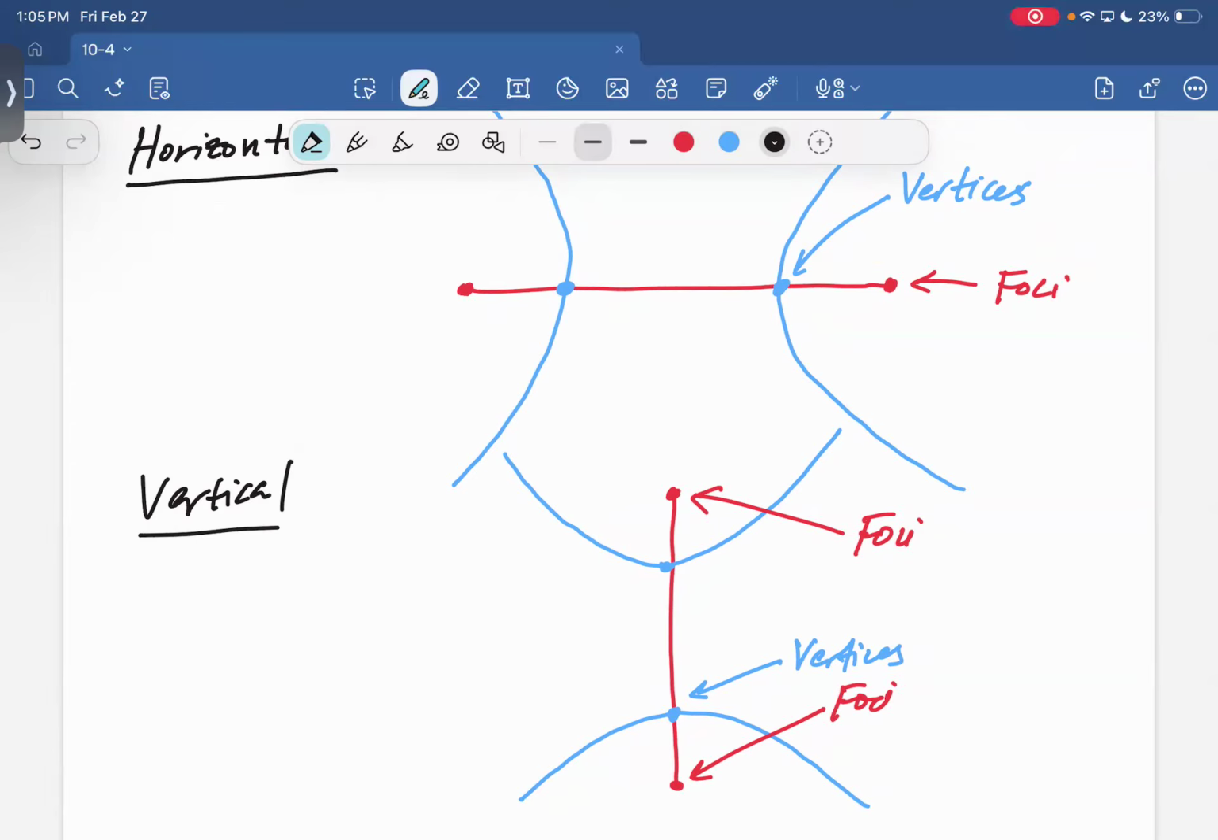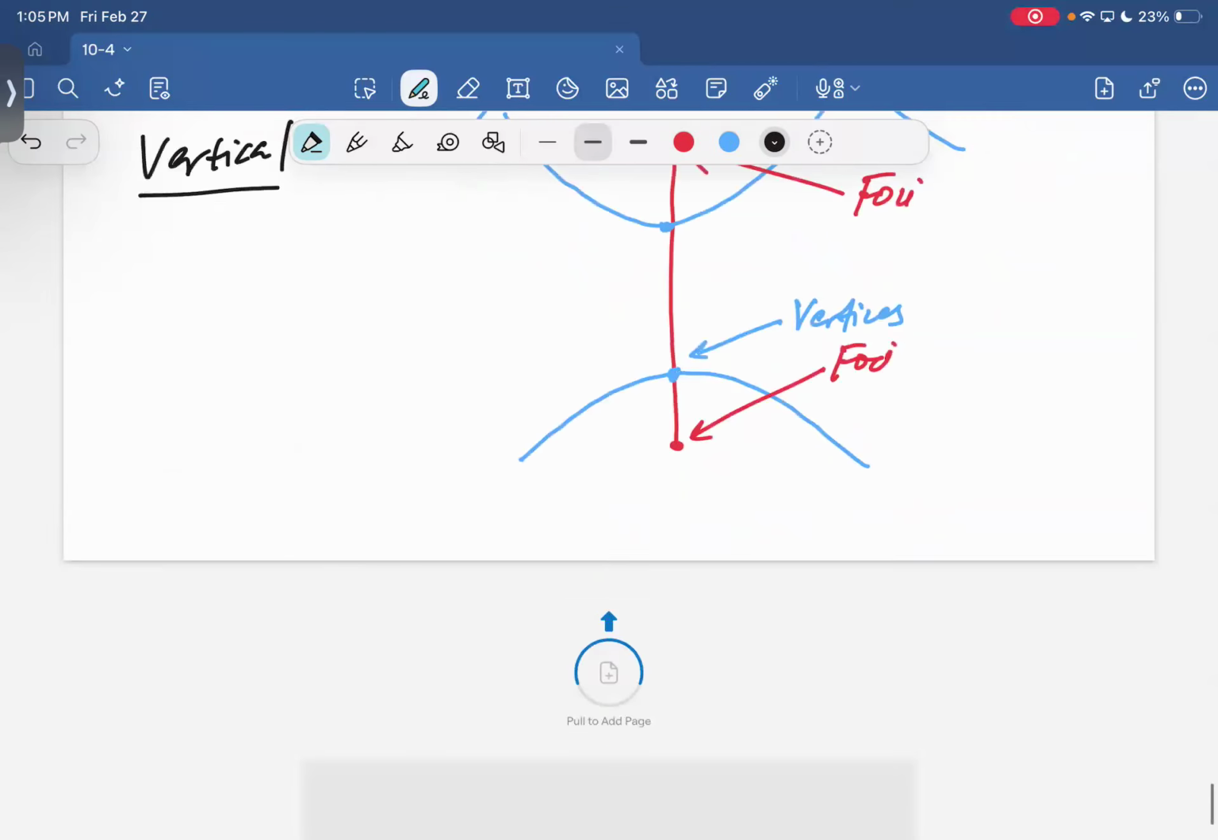Let me continue. So for a hyperbola, we once again have A, B, and C, just like for an ellipse. Except the difference is that now for a hyperbola, the foci are outside the vertices. For an ellipse, we had the foci in between the vertices, but now the vertices are in between the foci.